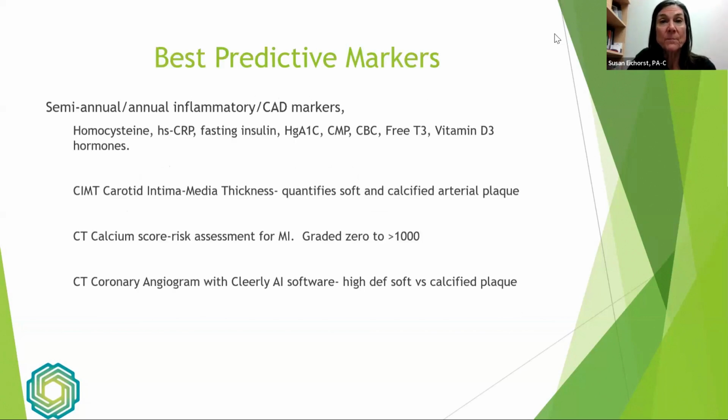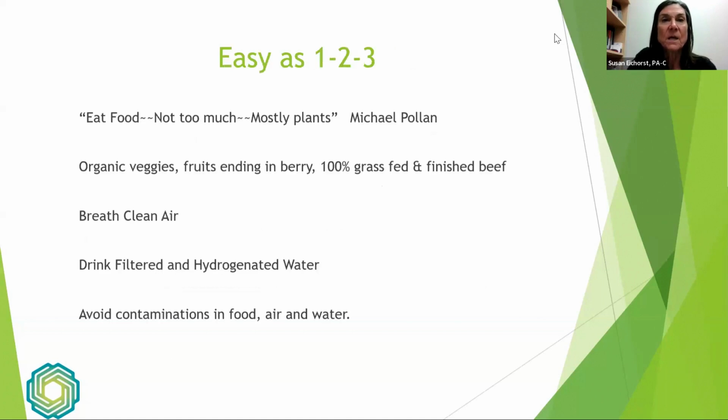We covered the best predictive markers. That's your homocysteine, inflammatory markers, fasting insulin. We've got to get this ordered. Free T3, got to get that checked, not just a TSH. Then we talked about the imaging studies that regrettably come out of pocket, but are really beneficial.